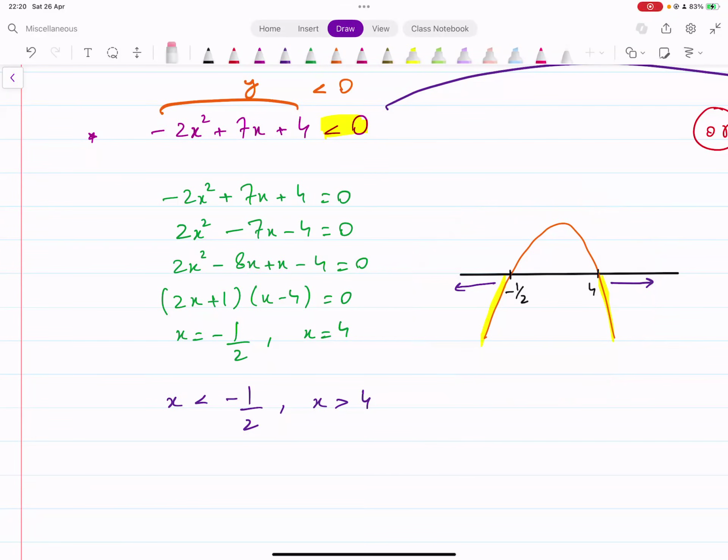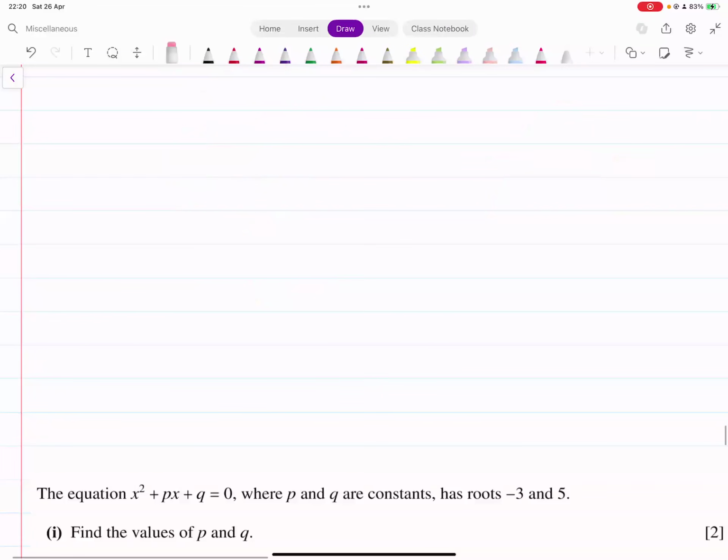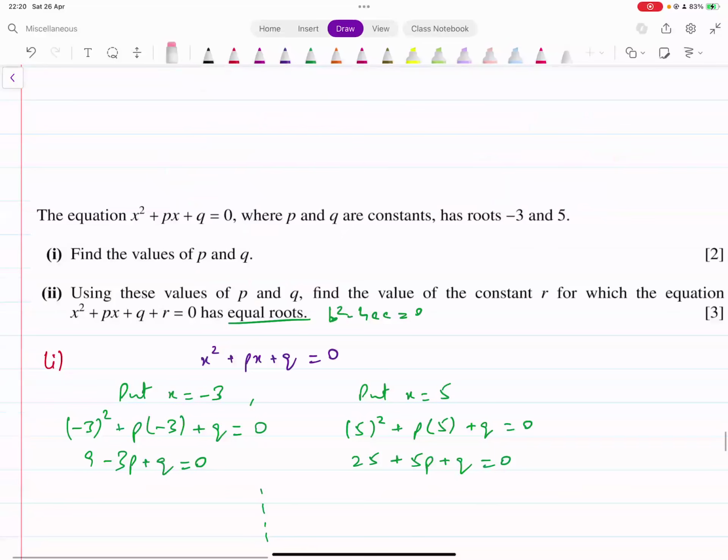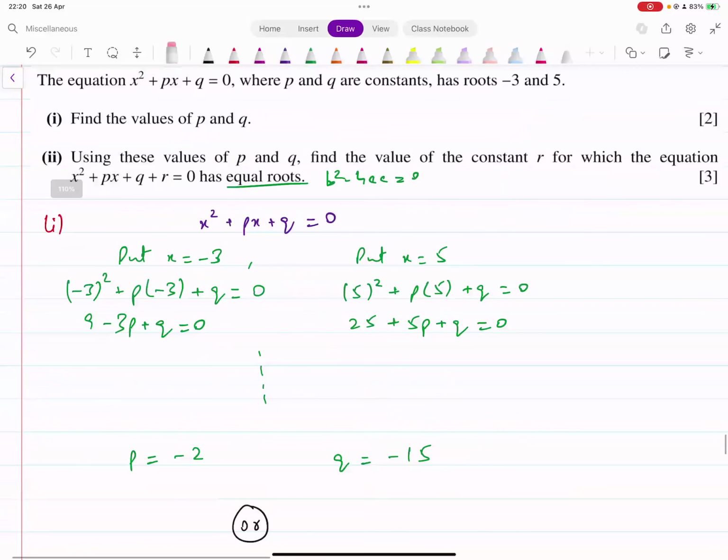All right. Okay, let's move on. Now that's pretty much all in terms of concept. Now let's have a look at some tricky questions, and then we end.